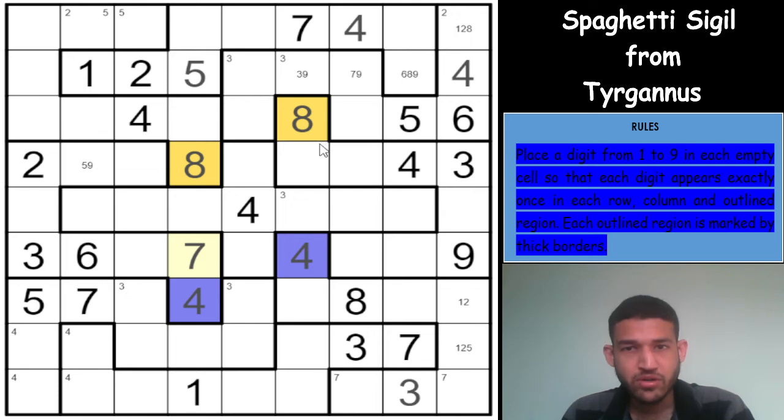So now, okay, 8 in this region has two options, this cell or this cell, but it has to be here because if you put the 8 here, then column 9 does not have any 8s. 8 can't be here, 8 cannot be here, and this would eliminate the 8 here. So which means that my 8 in this region has to go here.